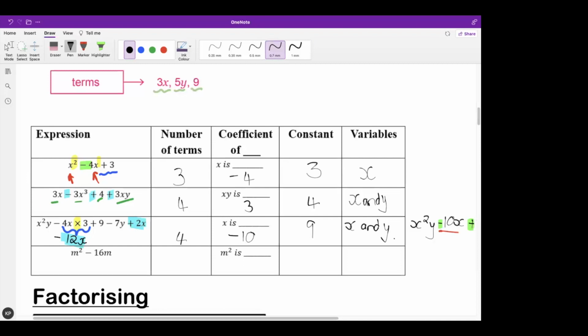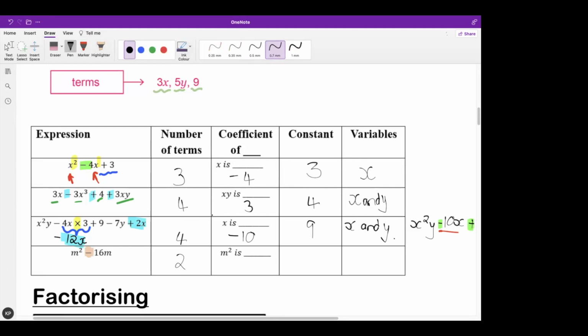Great. Let's look at my last one. M squared minus 16m. Can we do anything to simplify this? No, we cannot. Do not be tempted to factorize because that would be not simplifying it. You're doing the opposite of simplifying it. Okay. So then since we have checked and we cannot do anything about it, what is my number of terms? I have 2 terms. I only have 1 separation, which means I have 2 terms, okay? And it's over here. It's a minus, which means I have 2 terms.